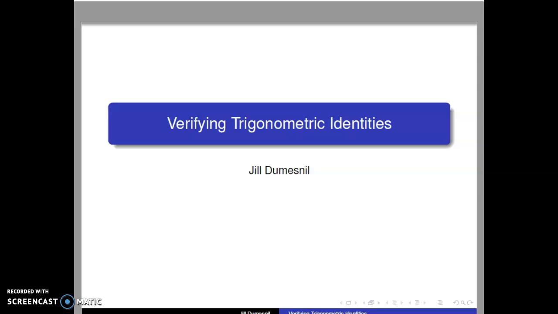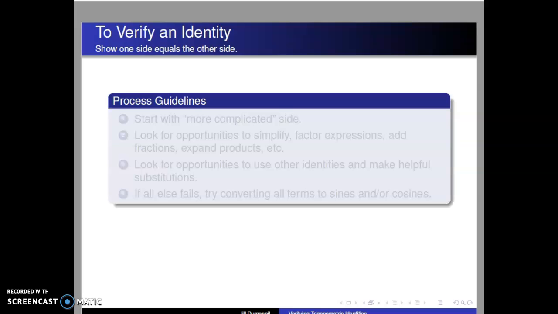In this video, we'll discuss the process of verifying or proving trigonometric identities. Recall that an identity is an equation that is true for all possible values of the associated variables. To verify an identity, we must show that, in every possible case, the expression on one side of the equation equals the expression on the other side. We give a general process, followed by 4 specific examples to illustrate.